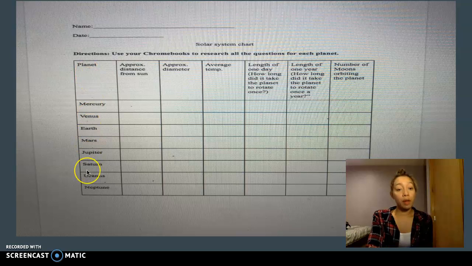In this column, the planets are right here. And the second column would be their approximate distance from the sun, and then their approximate diameter, and then their average temperature. And then students would include the length of one day. So basically, how long did it take the planet to rotate once? And then the next column would be the length of 1 year, meaning how long did it take the planet to rotate once a year? And then the number of moons that the planet may have.